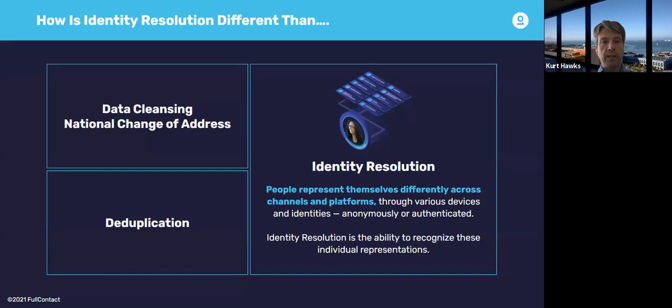If you think about NCOA or data cleansing, it's really about cleaning up a particular channel-based identifier, right? So name and address. Or deduplication, it's, hey, Kurt HAWKS and Kurt HAWKES are in there, we think they're the same person. So again, based on rules, where identity resolution is really about unifying in real time the seeds and breadcrumbs that a consumer leaves as they interact with a brand or technology provider or publisher.